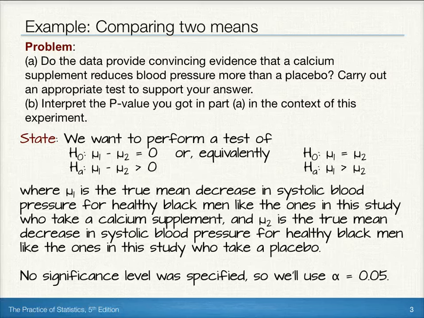We want to perform a test of the null hypothesis mu sub 1 minus mu sub 2 equals 0 against the alternative mu sub 1 minus mu sub 2 is greater than 0, or equivalently, we want to test the hypotheses where the means are equal against the alternative mu 1 greater than mu 2. Where mu 1 is the true mean decrease in systolic blood pressure for healthy black men like the ones in this study who take a calcium supplement, and mu 2 is the true mean decrease in systolic blood pressure for healthy black men like the ones in this study who take a placebo. No significance level is specified, so we'll go ahead and use alpha equals 0.05.